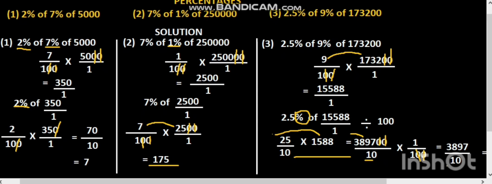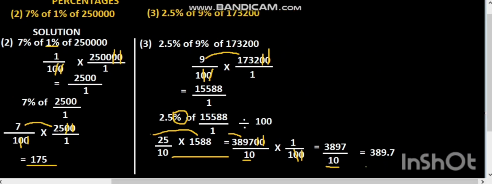This 10 is what we have here. Okay, and the answer is 3897 divided by 10, which is equal to 389.7. Please check my video on decimals to know why. 3897 divided by 10, that's 3897 tenths. Okay, how many zeros do you have in this denominator? You've got only one zero.